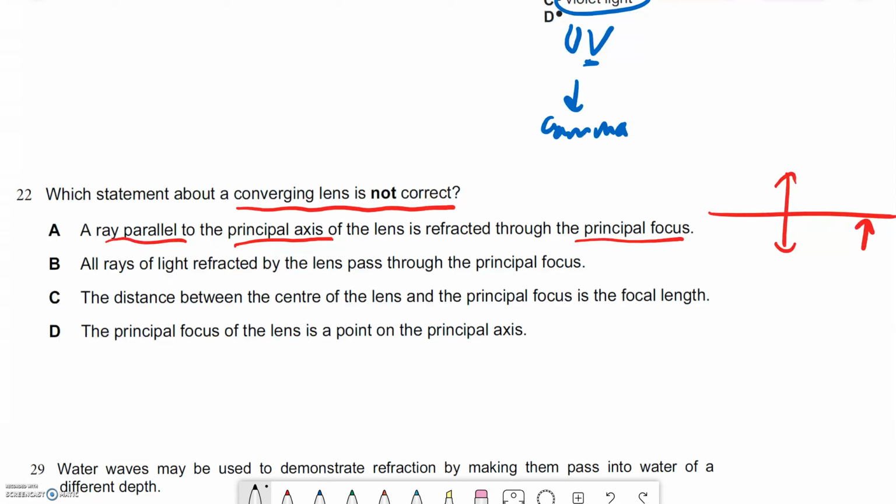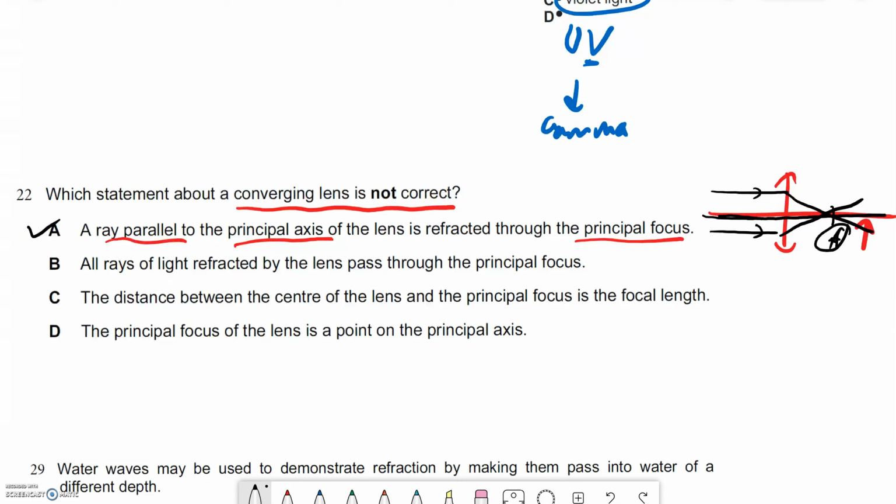Now, if a ray comes parallel to the principal axis, that means here, here, anything that's parallel to this line here, will go through the principal focus. Well, yes, remember, any ray that comes parallel goes through the principal focus, and if it's on the principal axis, it just continues straight and still goes through the focal point.